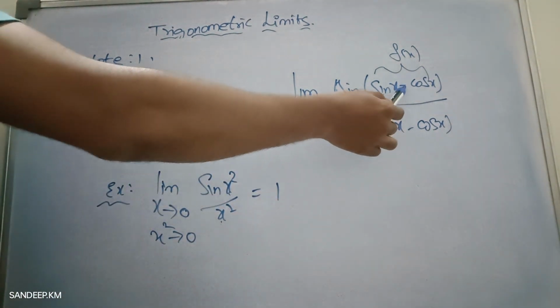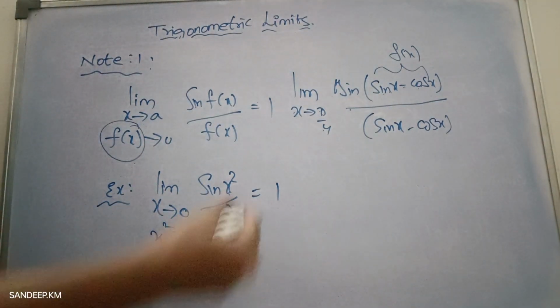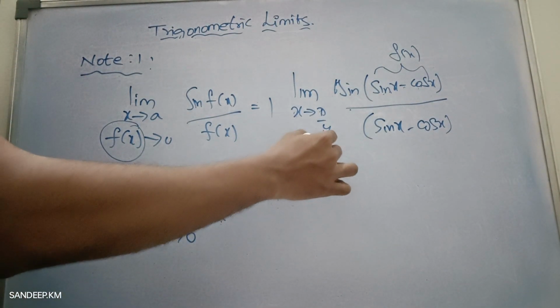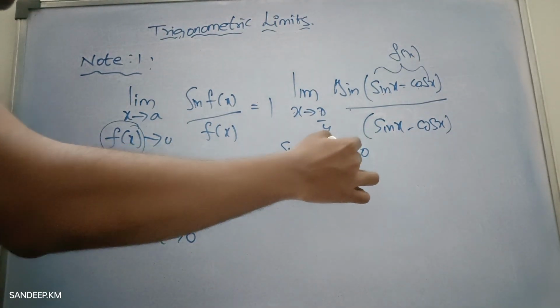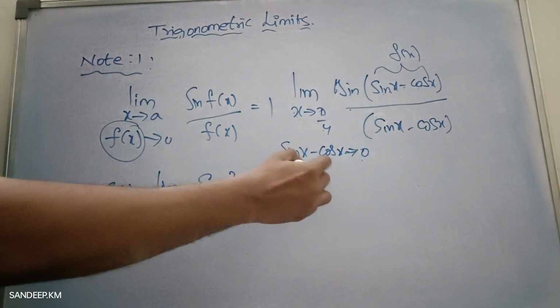sin(pi/4) minus cos(pi/4) is 1/root 2 minus 1/root 2, so it is approaching 0, correct or not? sin x minus cos x is approaching 0 when x is approaching pi by 4. This is our f of x.